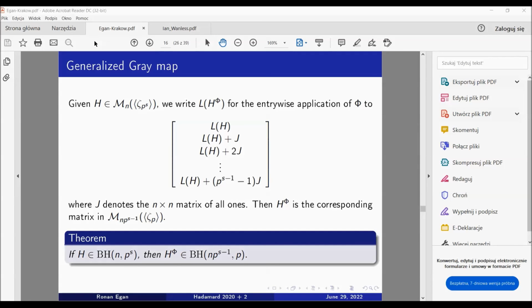Now, can I full screen this? Sorry. How do I? Okay.